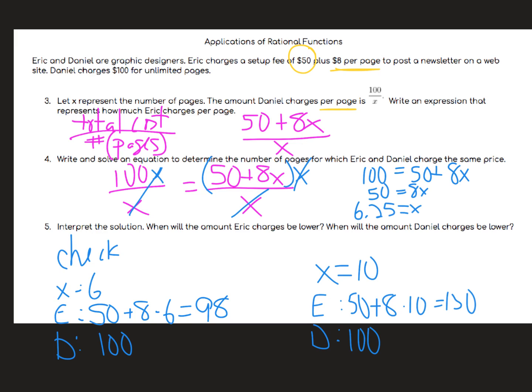I didn't write that all down, but my argument again would be, if I'm getting 6 pages or fewer, I'm going with Eric because I pay less than $100. If I get more than 6 pages, then I'm going with Daniel because my cost will be lower.